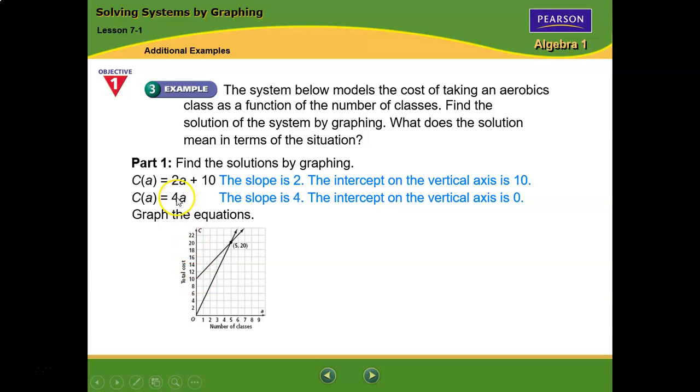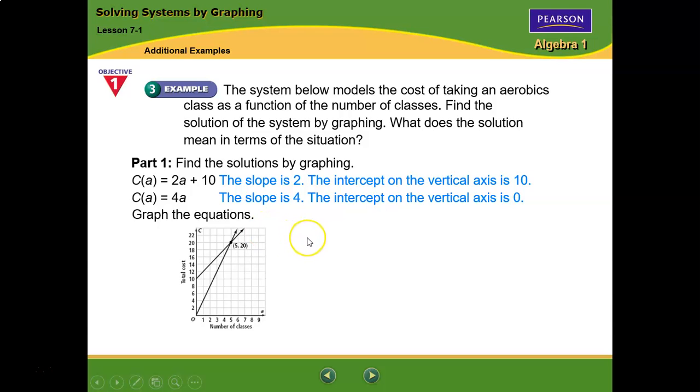Now let's graph the second function. Well, again, we see here that the y-intercept is 0, so we would put a dot right here at the origin. And its slope, or rate of change, is 4. So that means up 4 and 1 to the right. So we go up 4, 1 to the right. We would put another dot right there. And then we would draw our line.